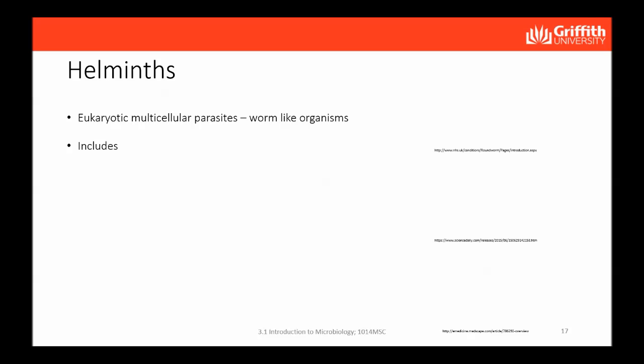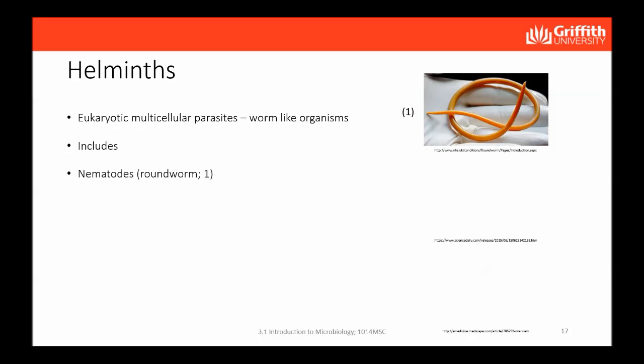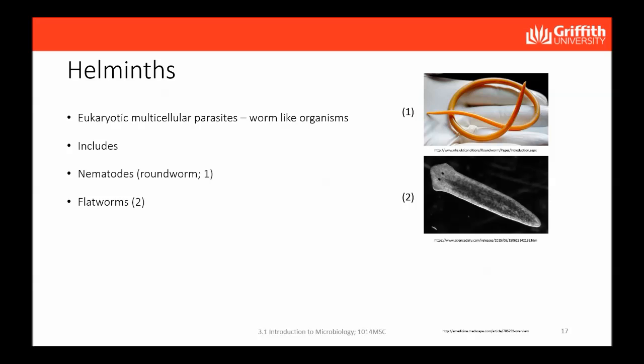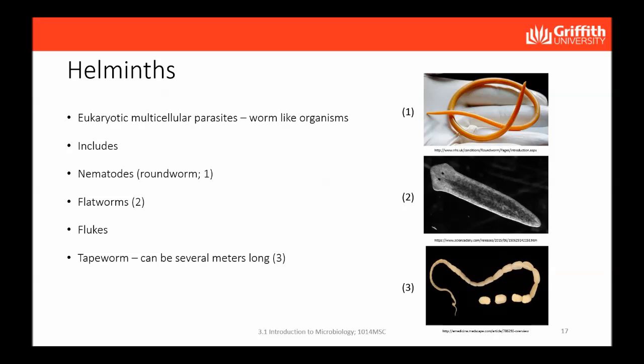Helminths are eukaryotic multicellular parasites that are generally worm-like in appearance. They include nematodes or roundworms, flatworms, flukes, and tapeworms. Tapeworms are flat, segmented intestinal parasites that can grow several meters long. Tapeworm infections, if not treated, can lead to severe complications such as malnutrition. Approximately 1/3 of the world's population is infested by helminths, and the study of helminths is known as helminthology.